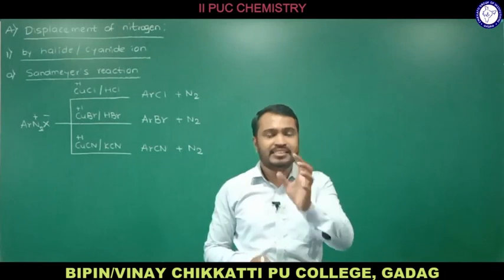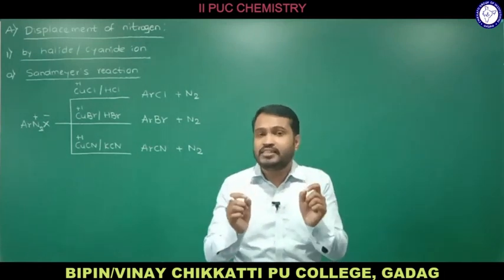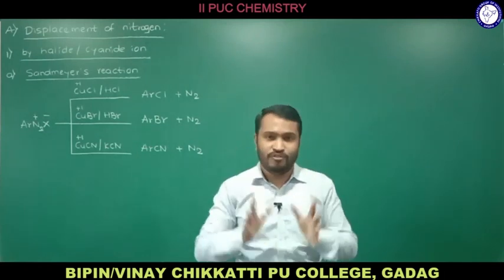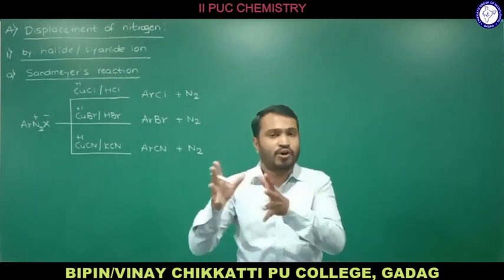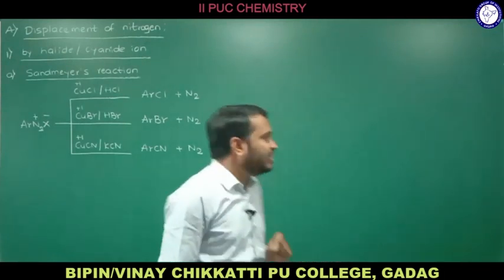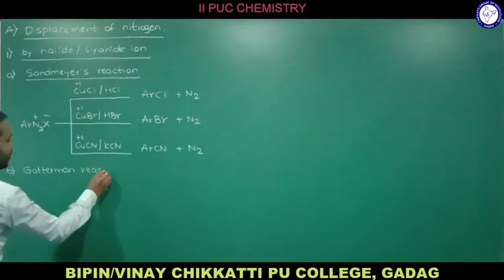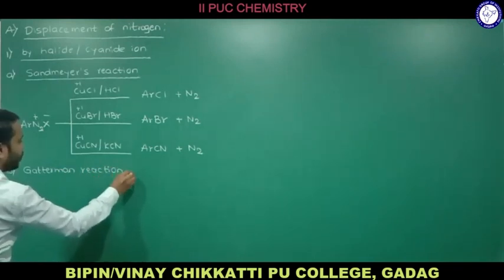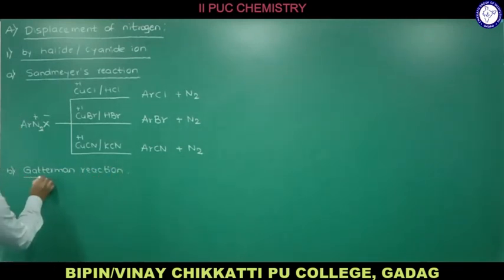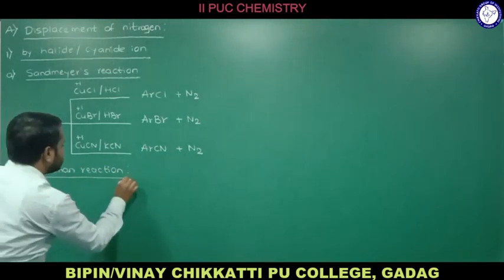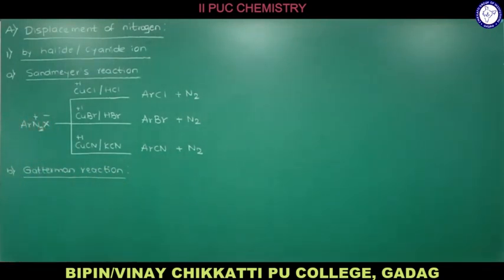Remember that in the Sandmeyer reaction we displace nitrogen by nucleophiles like halides or cyanides. This is the one case, which I consider as A, the Sandmeyer reaction. The second one I am going to consider B, and that is also a named reaction, the Gattermann reaction. In this case also nitrogen is going to be replaced by halide. Let me write the reaction.